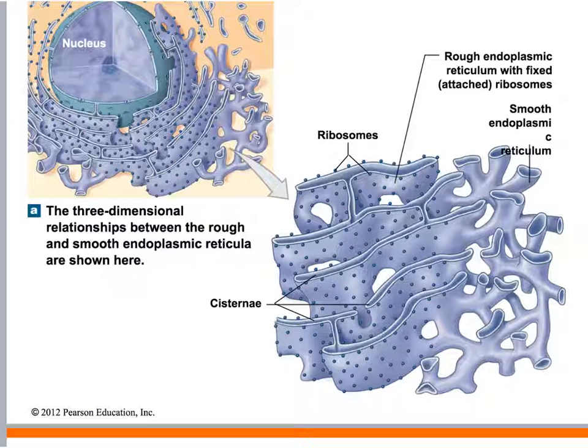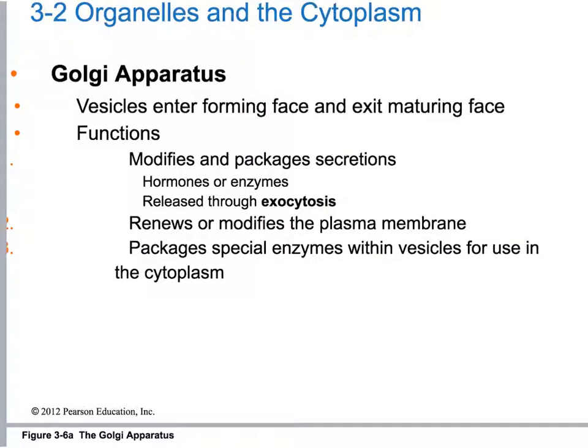Here's an image showing you the ER and how it surrounds the nucleus and where it's located in the cell. Make sure you know that for your test. The Golgi apparatus is the next membrane-bound organelle, and its major function is to modify and package secretions. These include hormones or enzymes, and they are released through exocytosis. Secondly, it renews or modifies the cell membrane. And finally, it packages special enzymes within vesicles for use within the cytoplasm.